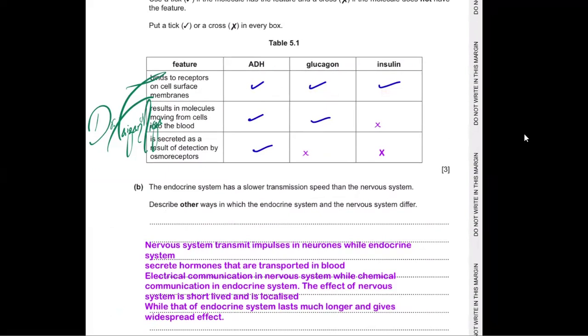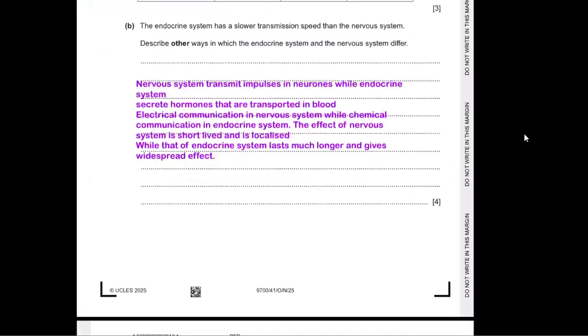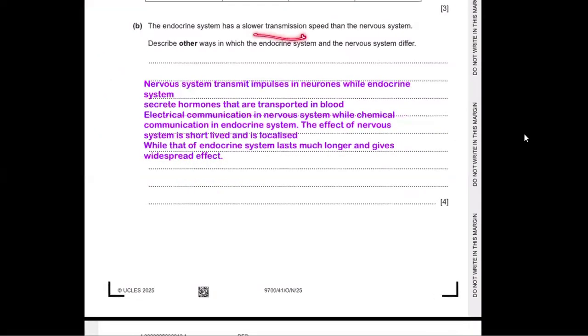Results in the molecule moving from cells to blood. Yes, and insulin, no, because insulin makes the glucose move into the cells, not into the blood. So that's why we'll press a cross there. Secreted as a result of detection by osmoreceptors. Yes, ADH is affected by osmoreceptors, but glucagon and insulin are just because of the changes in the blood glucose level. So slower transmission in endocrine and faster in nervous system.